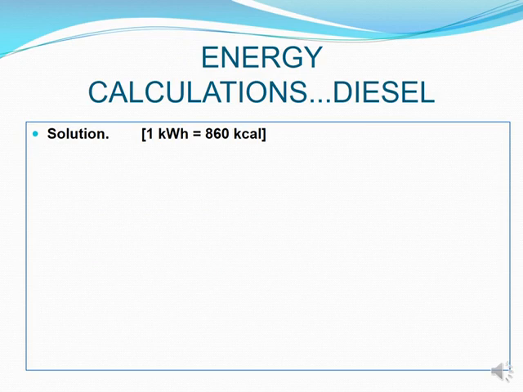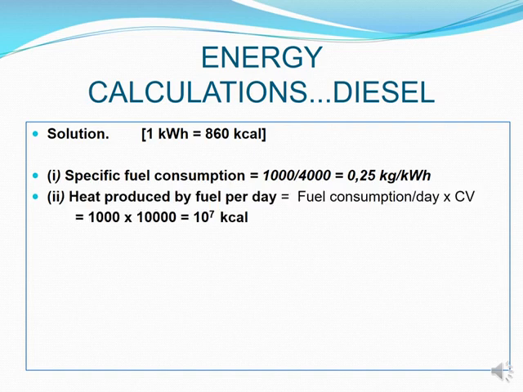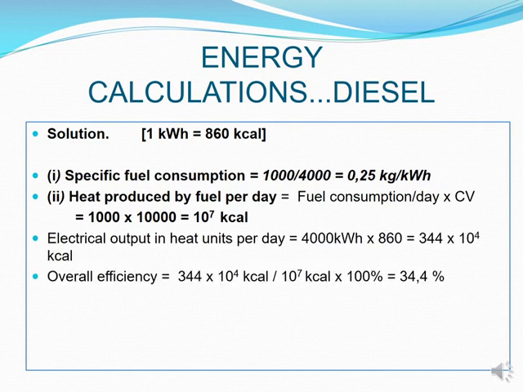So here we start with our solution. For the specific fuel consumption, it will be 1,000 divided by 4,000, and that will give us 0.25. The heat produced by your fuel per day will be the fuel consumption per day times the CV value, that is 1,000 times 10,000 calories per kg. Why are we not multiplying that by 24? Because it is already given that it is per day, all the units in the question.